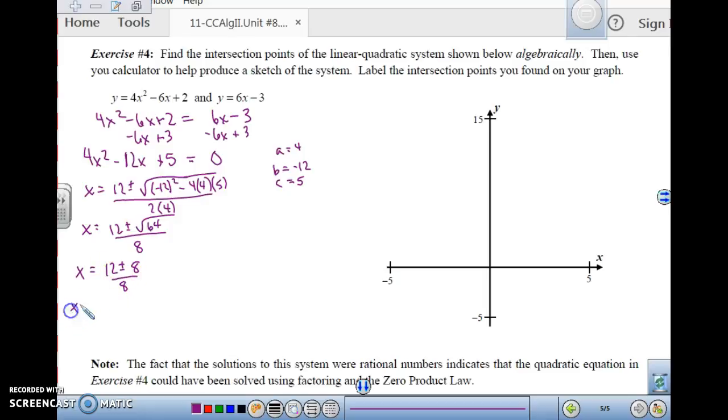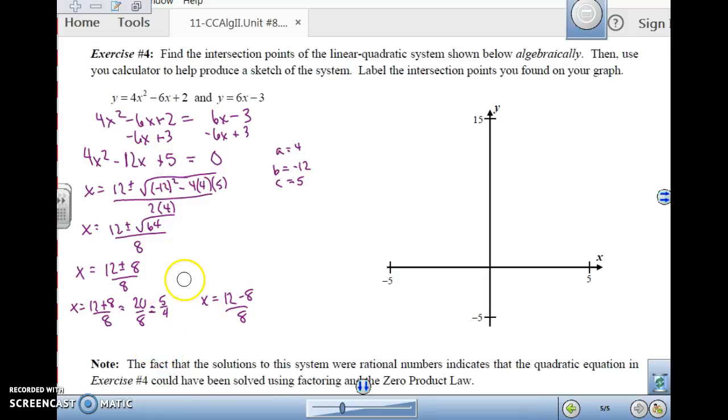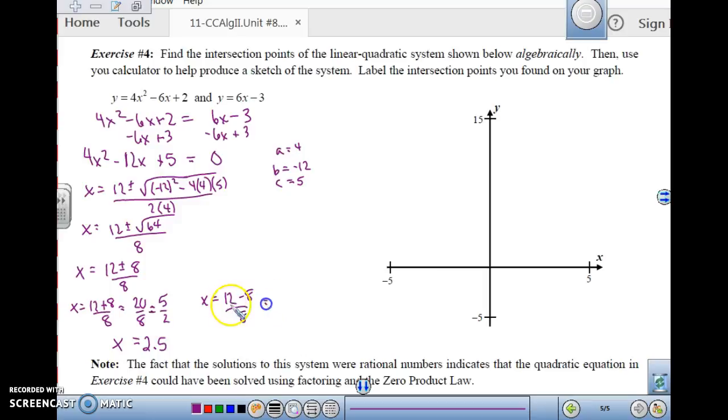Okay, now remember, this is two answers. 12 plus 8 over 8, and 12 minus 8 over 8. All right, so 12 plus 8 is 20 over 8, which is 5/4, or 5/2, excuse me, which is 2.5. So that one's 2.5. And 12 minus 8 is 4 over 8, which is 1/2, so x is equal to 0.5. All right, so that tells me that my two x values are going to be 2.5 and 0.5.